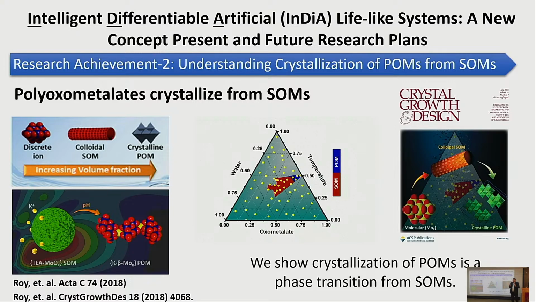Once you started increasing the concentration, this clear solution of discrete ions started giving way to the colloidal soft oxometalates. How did we know that? It was known because when we started with the simple solution and shone light on it, there was no Tyndall effect. It was a clear solution.